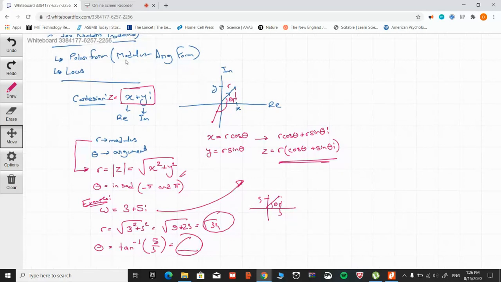So hopefully that explains the concept of the Cartesian form and the polar form, or what we call the modulus and argument form of the complex number. In the next video, we talk about this new concept of locus involving complex numbers.